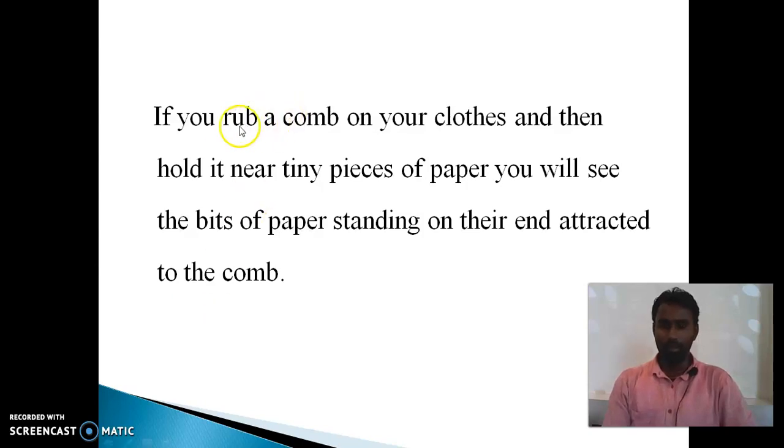Okay, in the previous slide we have seen that if you rub a comb on your cloth and then hold it near tiny pieces of paper, you will see the bits of paper standing on end, attracted to the comb. So now you know, when you are rubbing, one particle may lose charge or gain charge. Because of the different amounts of charge present in an object, the force called electrostatic force is the reason for that.